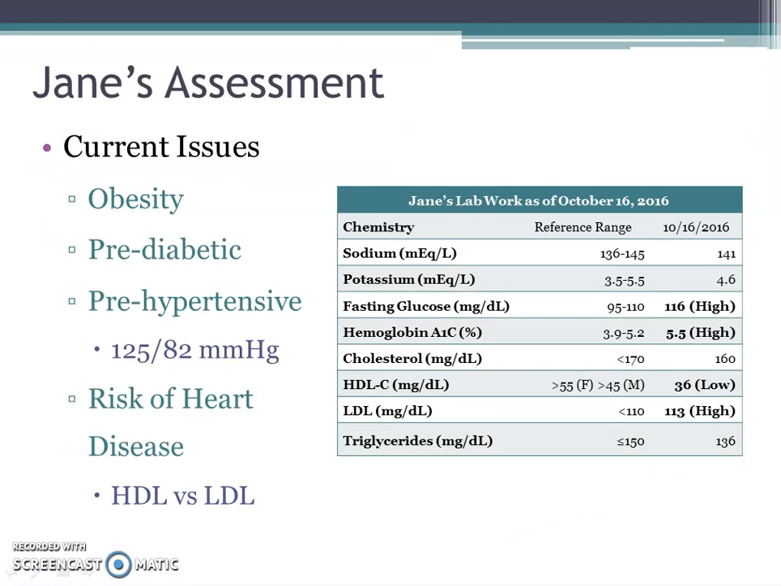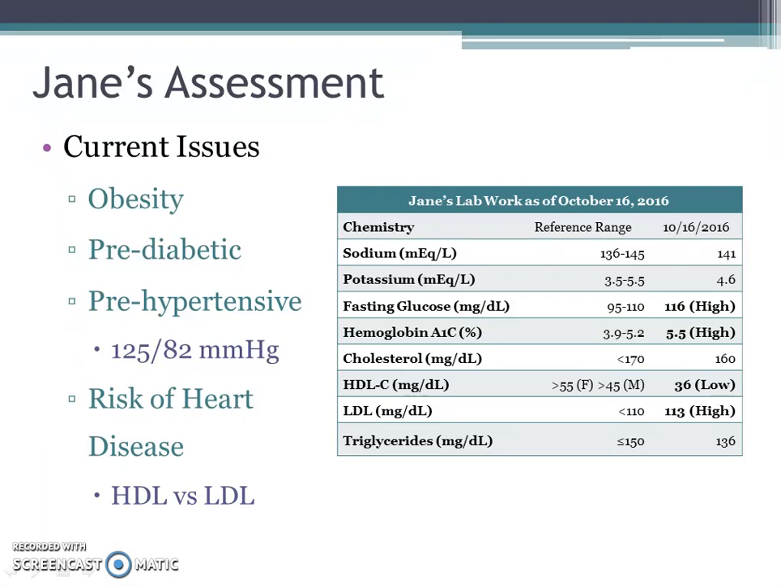Often we think that adolescents have several years before they have to worry about these chronic diseases. However, with the increase of obesity, we are seeing younger children with supposed adult problems. For instance, Jane is already showing signs of being both pre-diabetic and pre-hypertensive. She is at an increased risk for heart disease as well.